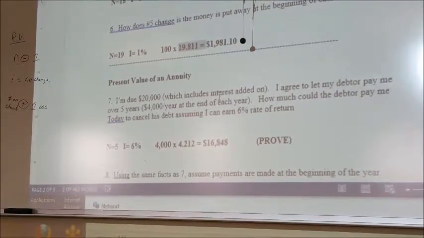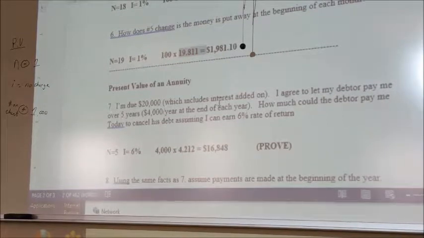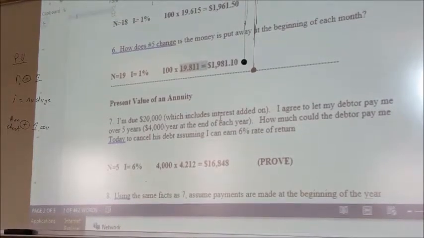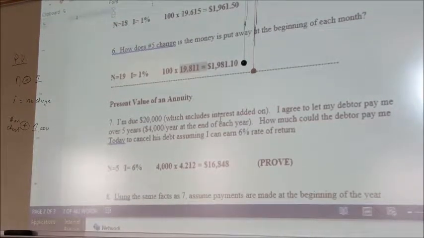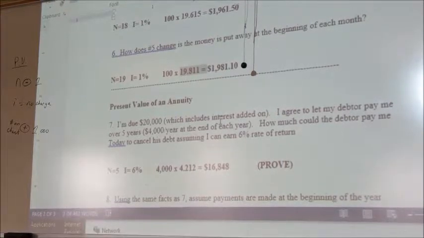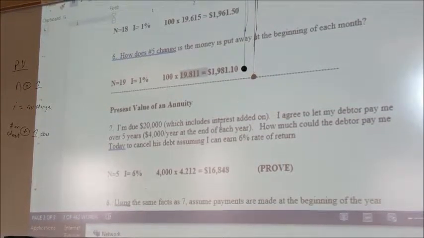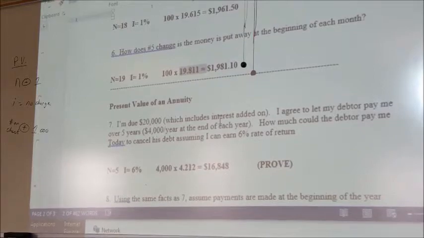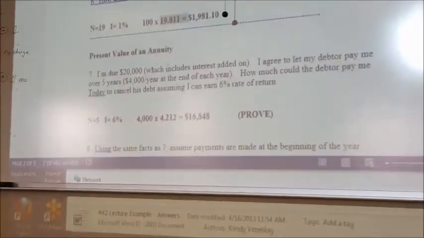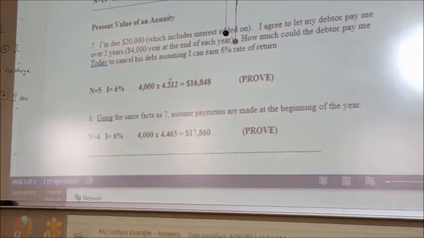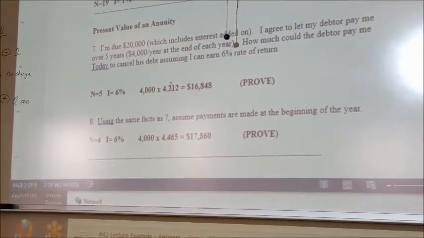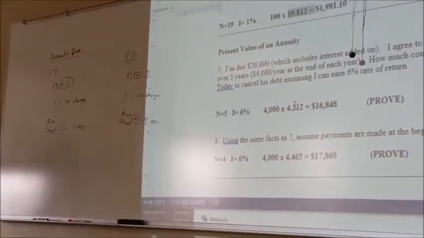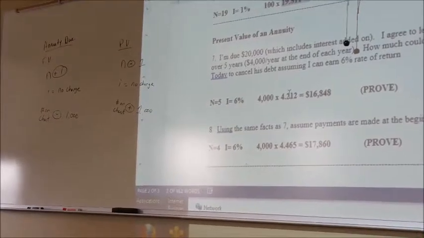Whatever your number on the chart is, add 1. So on number 8, my N is now 4 at 6%. I get 3.465, but then I need to add 1 to that, 4.465. I could just as easily prove this one as well.